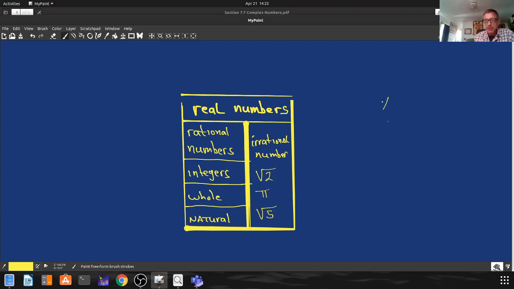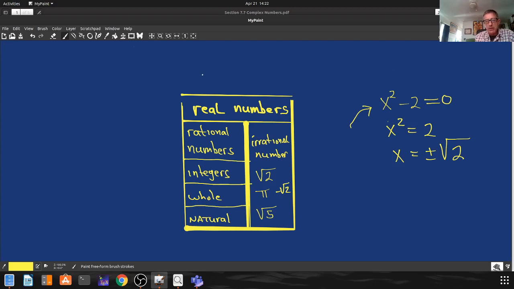For example, if I have the equation x squared minus 2 is equal to 0, then x squared is equal to 2. So x is equal to plus or minus the square root of 2. So right here is a solution to this polynomial equation. I have the square root of 2. And then clearly, if the square root of 2 is irrational, so is the square root of minus 2.